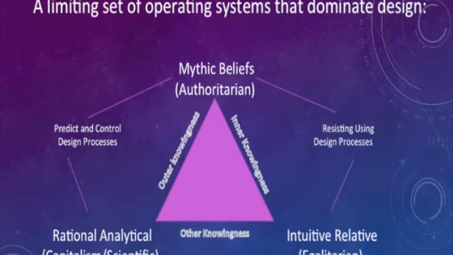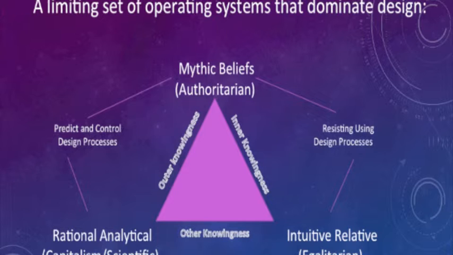And then the third one is intuitive relative, which is much more about egalitarianism. It's where we start thinking about inclusion and equality. It's very anti-hierarchical and is process-driven rather than outcome-driven. So both the mythic authoritarian and the intuitive relative egalitarian have a little bit of resisting using design processes. It's a very inner knowingness that does come from a sense of spirituality or religion or intuition.